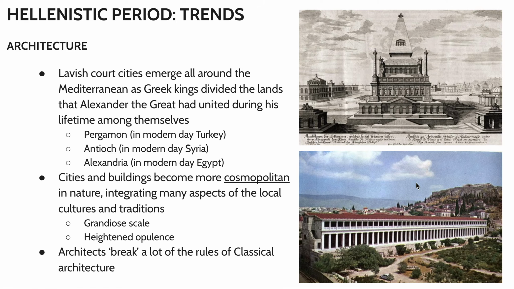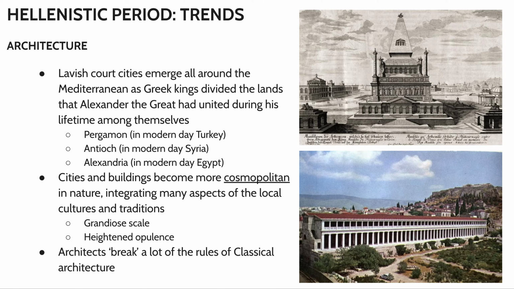In terms of architecture, after Alexander the Great's death, we see democracy shifting in a lot of areas of ancient Greece. We have lavish court cities emerging all around the Mediterranean as the Greek kings are basically calling dibs on various pieces of land. So Pergamon becomes a pretty large, significant settlement in modern day Turkey. We also have Antioch in modern day Syria, and then Alexandria in modern day Egypt. So all this land that had been unified under Alexander the Great is suddenly sectioned off after his death.